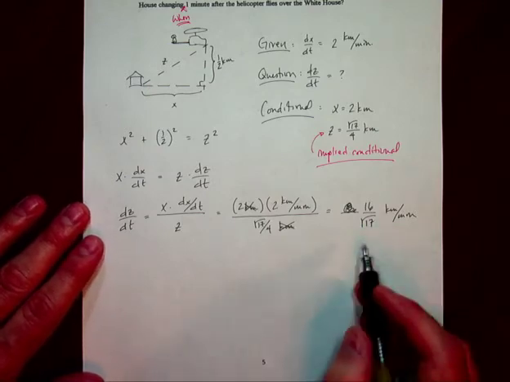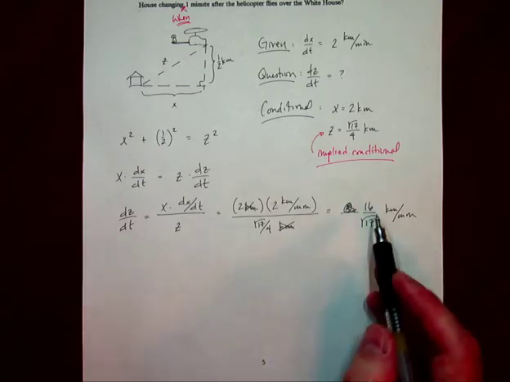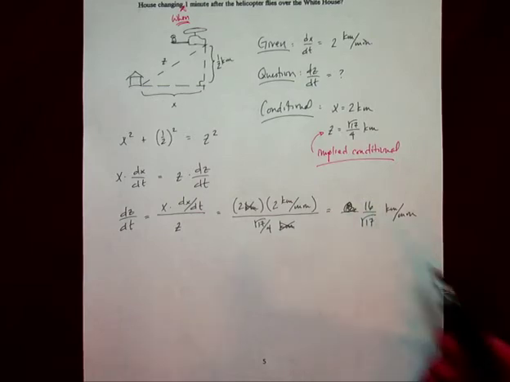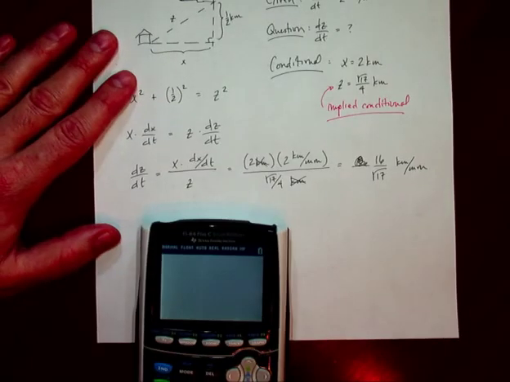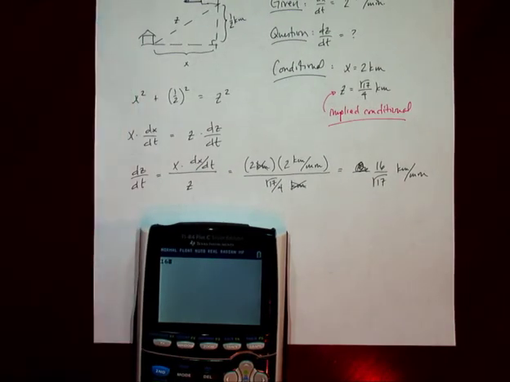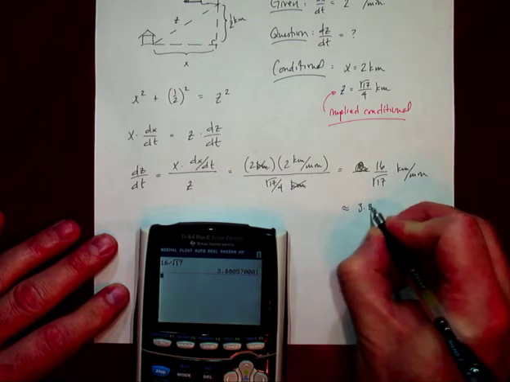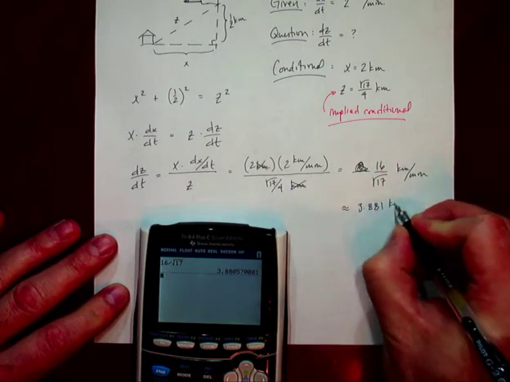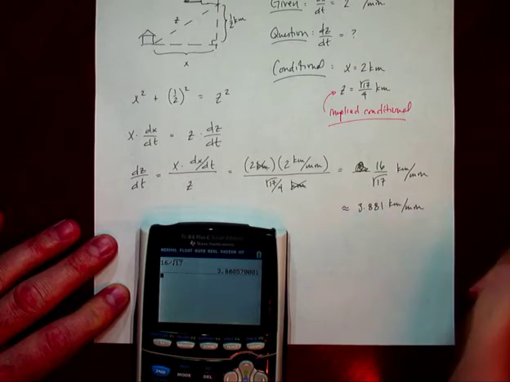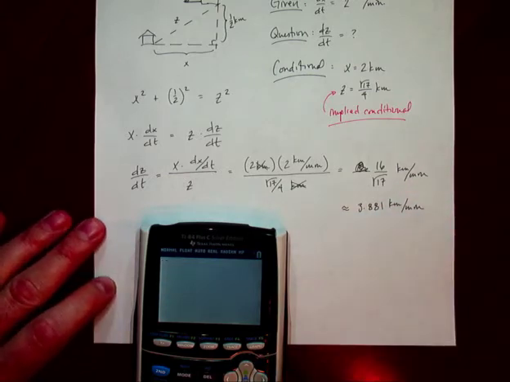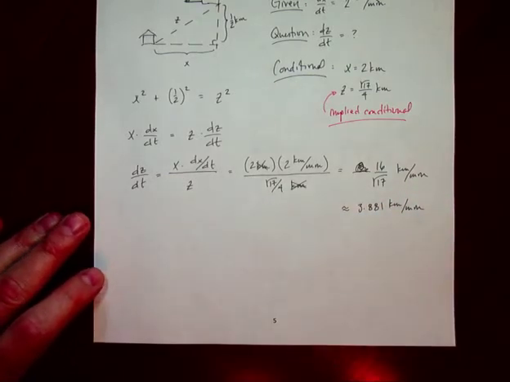Root 17 is a little bit more than 4, so 16 divided by a little bit more than 4 should be a little bit less than 4. Let's go ahead and look at that. So we get 16 divided by root 17. Yeah, a little bit less than 4. So we get 3.881 kilometers per minute.